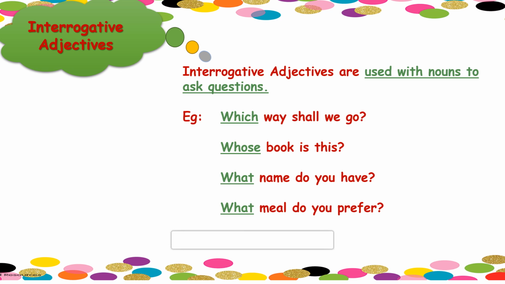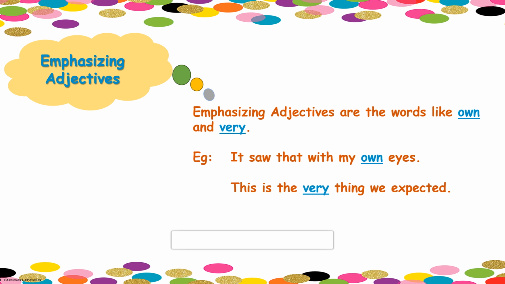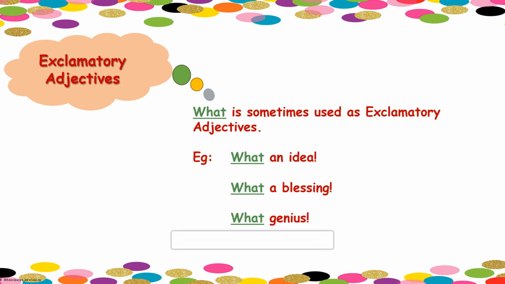Then comes interrogative adjectives. Interrogative adjectives, as the name suggests, are used with nouns to ask questions. For example, whose book is this? Here, whose is an interrogative adjective, book is a noun, is is a verb, and this is used as a pronoun. Now, emphasizing adjectives. Emphasizing adjectives are the words like own and very. So, there are basically two words which you need to learn, own and very. Then, exclamatory adjective. Exclamatory adjective is generally used with what. For example, what an idea, what a blessing, what genius.